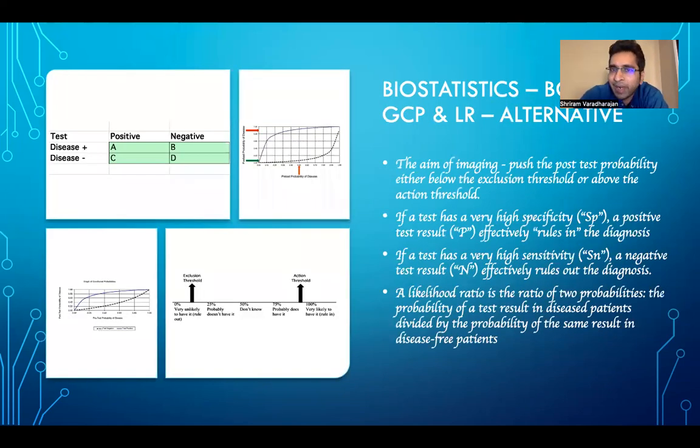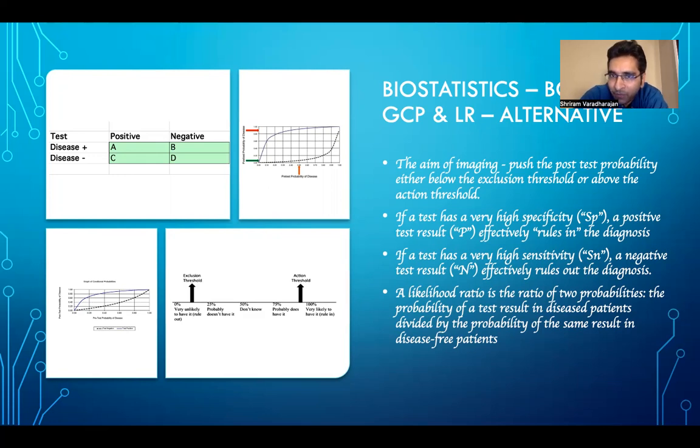A couple of slides which might seem a bit statistical, but in essence, it's not. I can say that biostatistics is found to be boring by many people, but biostatistics is at the heart of any radiology. And if you want to practice something called GCP or good clinical practice, especially in radiology, the concept of likelihood ratio is very important.